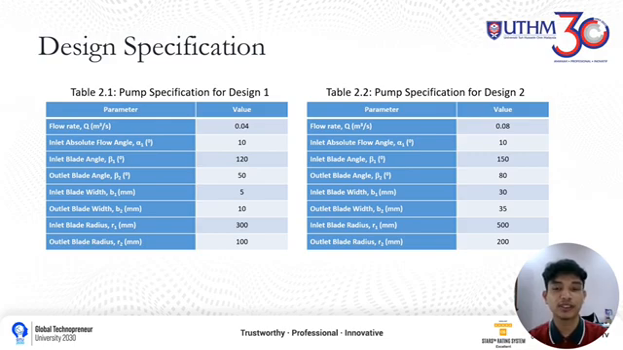For pump specification design 2, we have values for each parameter near the maximum value, which is flow rate 0.08 meter cubic per second, inlet absolute flow angle 10 degrees, inlet blade angle 150 degrees, outlet blade angle 80 degrees, inlet blade width 30 mm, outlet blade width 35 mm, inlet blade radius 500 mm, and outlet blade radius 200 mm.